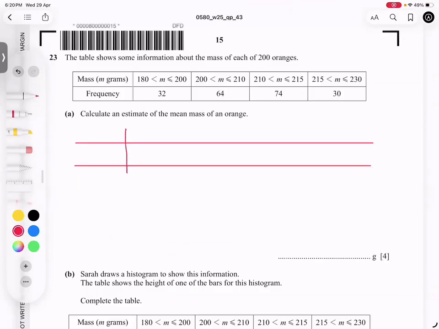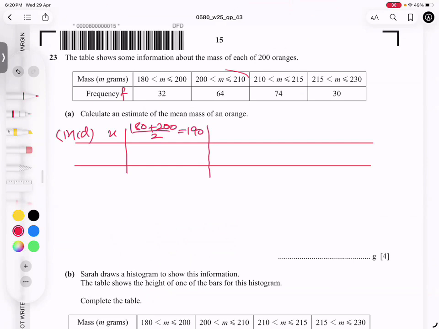This is called frequency, and this I'm writing X, representing the mid class. How to get the mid class, students? Let me write again, mid class. So add them, divide by 2. I just show once: 180 plus 200 divided by 2, I get 190. The rest of the values I'm not showing you, I'm writing directly.